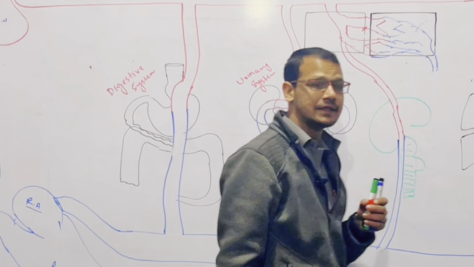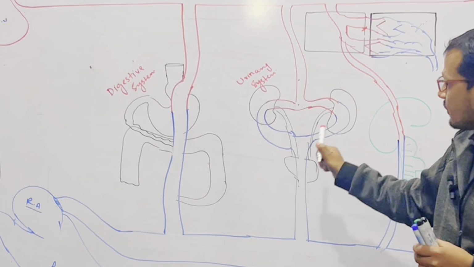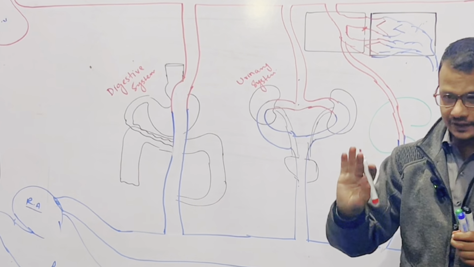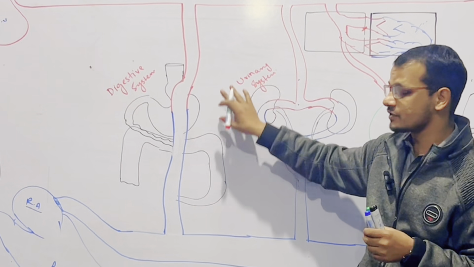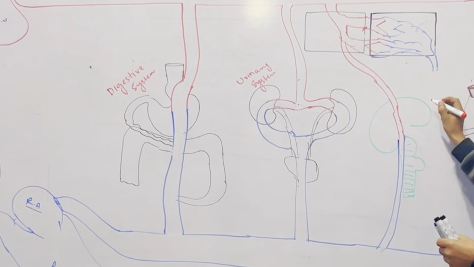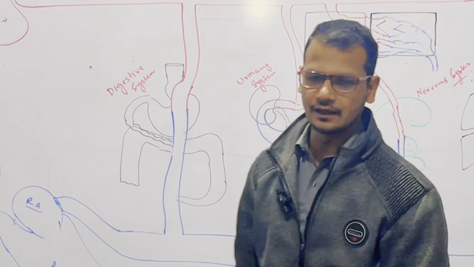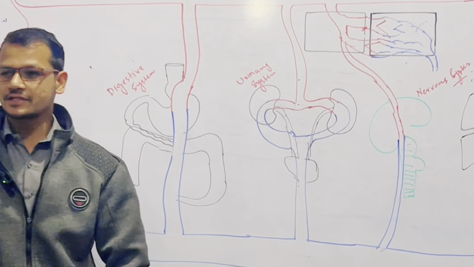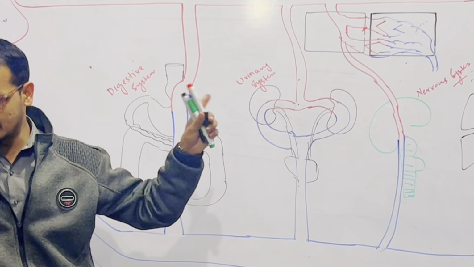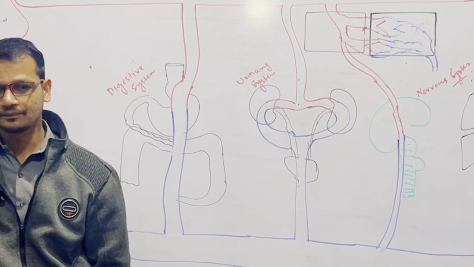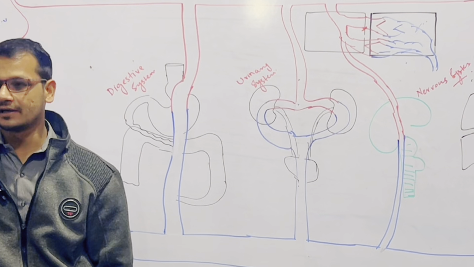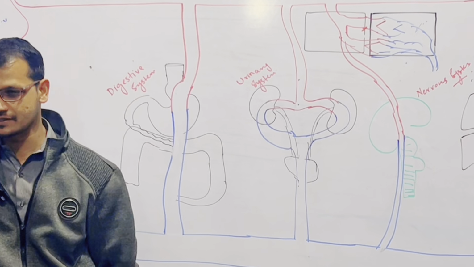Remember, we are not studying the physiology of these systems. We are only learning the role of these systems in homeostasis. And this is the nervous system. We also have the system here which is called the musculoskeletal system. Are you thinking what is the role of the musculoskeletal system in homeostasis? There is some role. Any one of you?